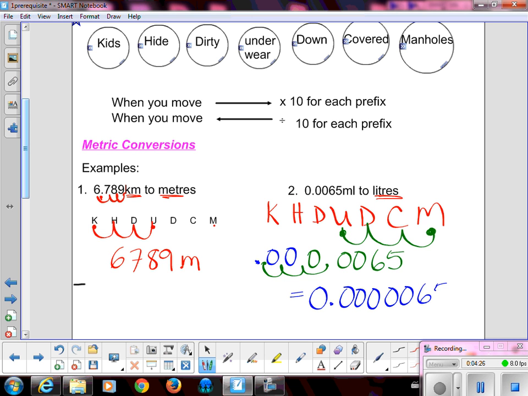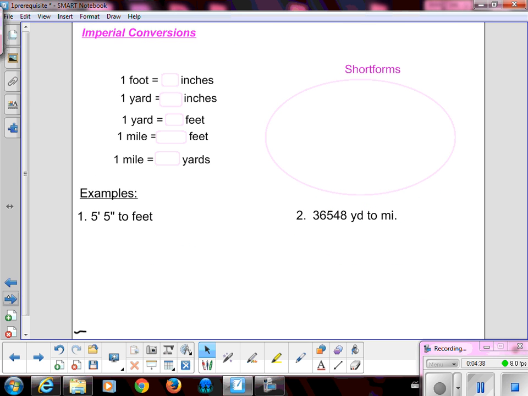And the 65. Okay, so it's just a matter of moving the decimal place. And it moves the same way as you're moving across the prefix line. Okay, now let's take a look at imperial. Now, imperial is based on a totally different system. Actually, metric is easier because it's base 10.